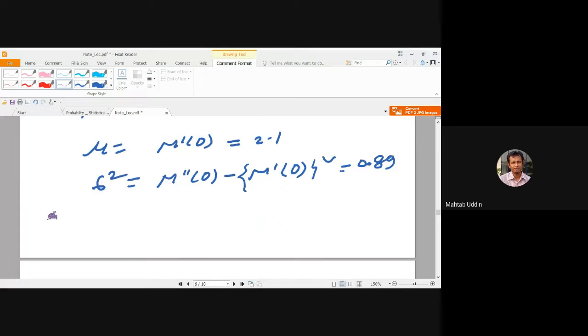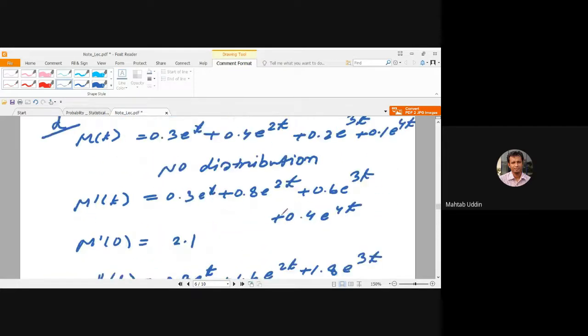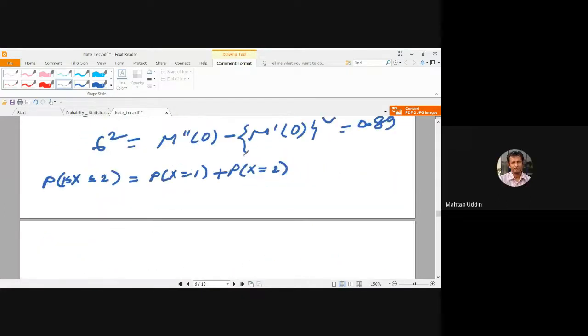Now, probability x equal to 1, 2, but here there is a facility. Here the probability is directly given. This is the probability for 1, this is the probability for what? 2, am I right? Yes, sir. So simply add them. 0.3, 0.4, that is 0.7.